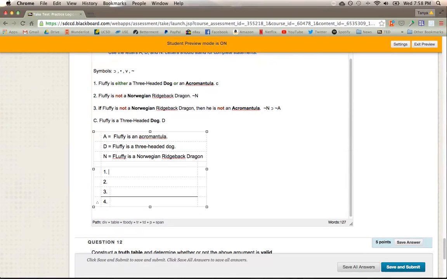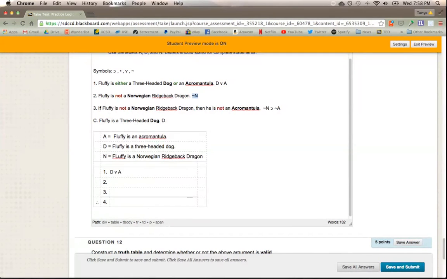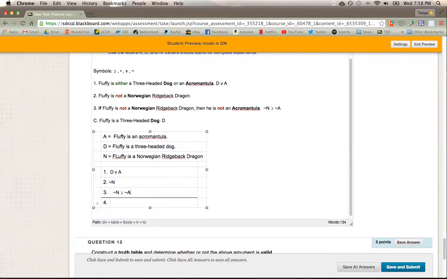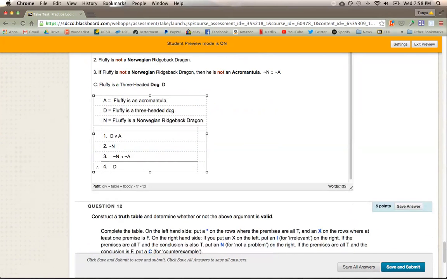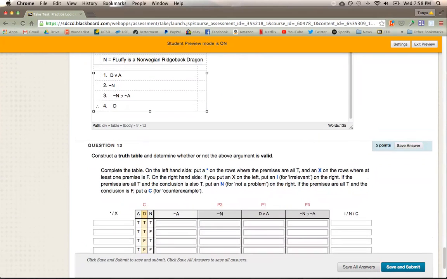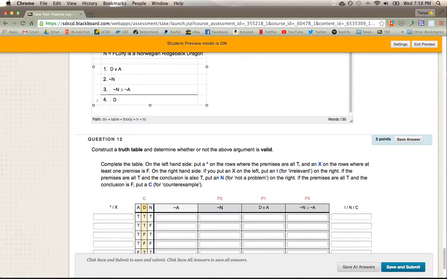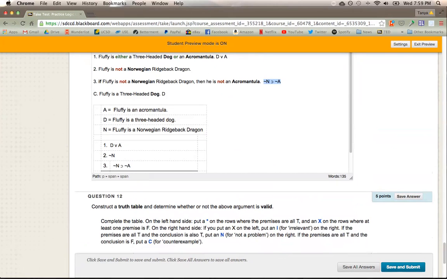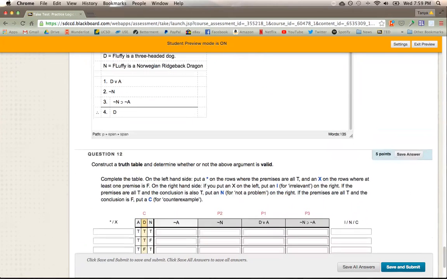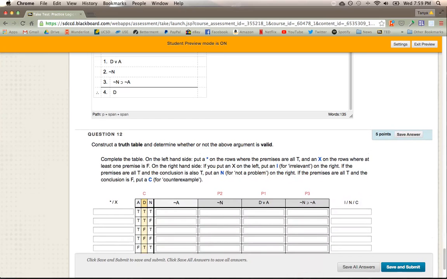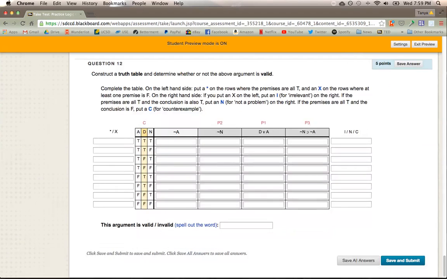Okay, what just happened? This was D or A. This is not A. All right, and then we can double check our work by seeing if we got the premises and conclusion right. So it's premise one, D or A, yes. Premise two, I must have copied and pasted incorrectly. Oh, I just wasn't looking at it right. Okay, so premise two is not N, we've got that. Premise three is if N then not A, that's correct. And the conclusion is D, good. So what we transcribed matches the table we've set up for that.